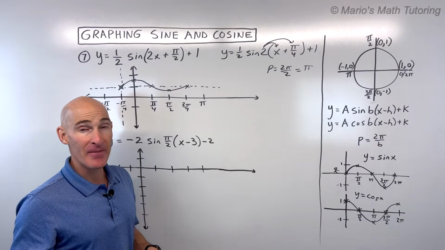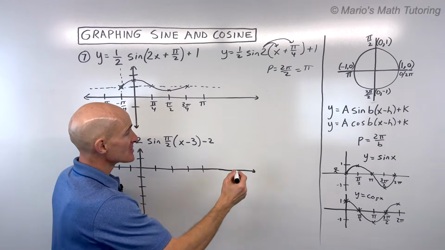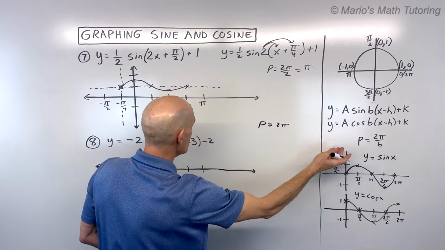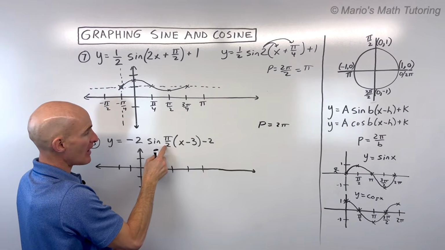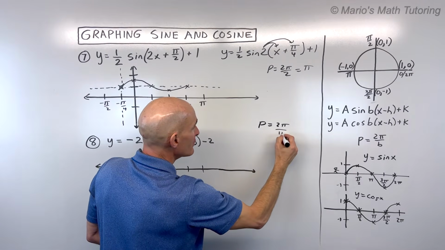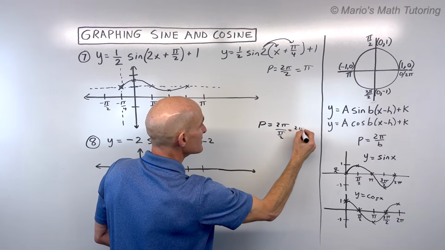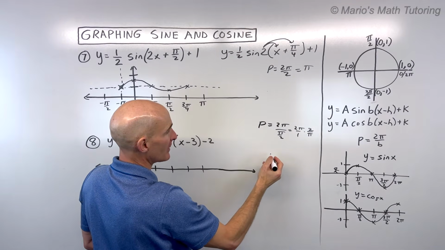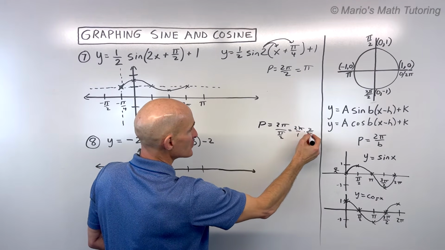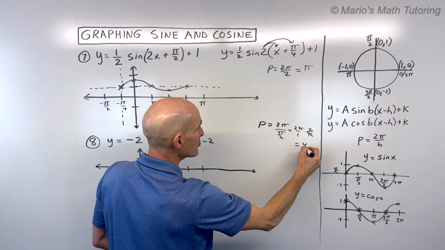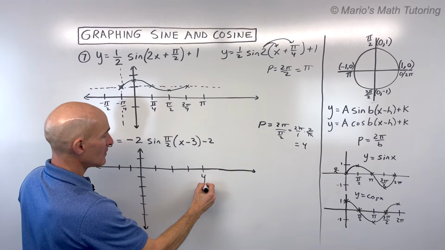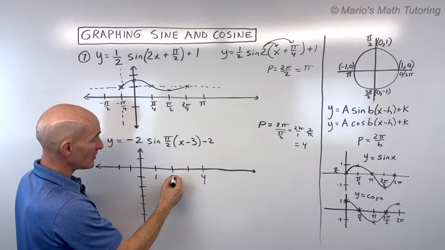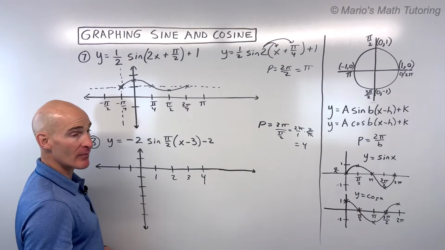So first step is what? Find the period, right? So we're going to go over here to the side. Period equals 2 pi divided by our b value. Our b value is this guy right here, pi over 2. Now, when you divide by a fraction, it's the same as multiplying by the reciprocal, okay? You can see we can do some cross-reducing. 2 times 2 comes out to a period of 4. And I'm going to divide that by 4 to get our scale. So 4 divided by 4 is 1. So you can see we're counting by 1 each time.